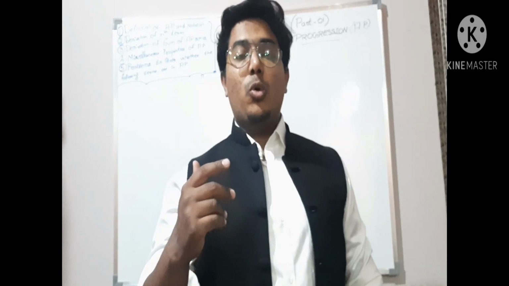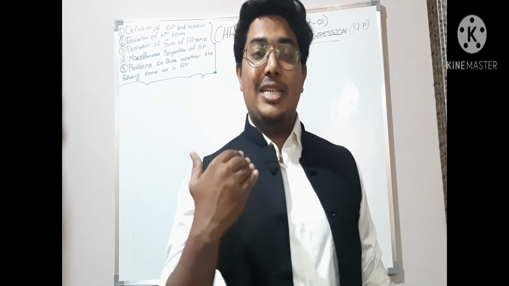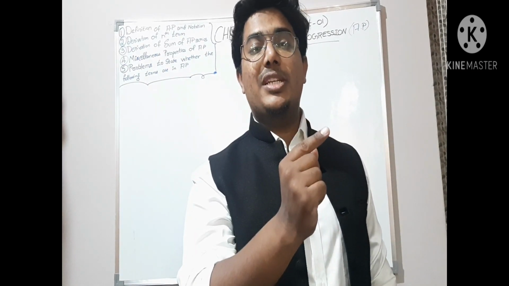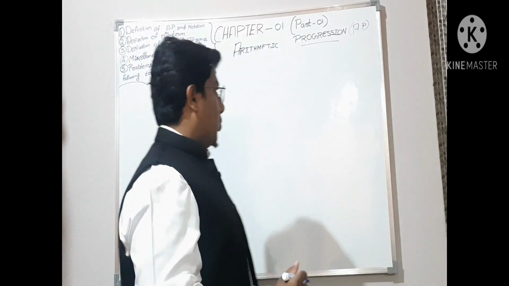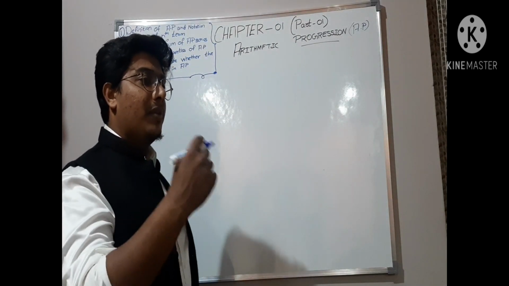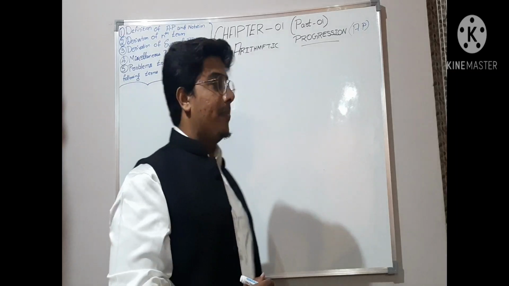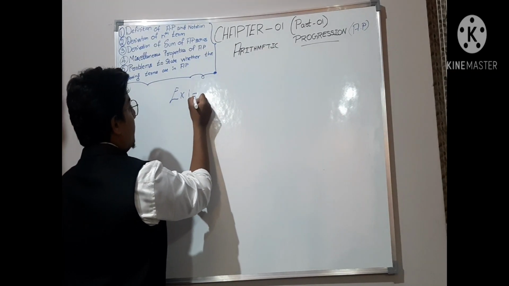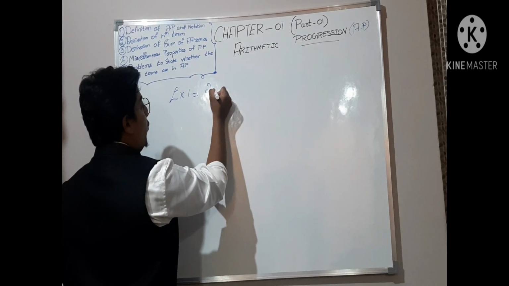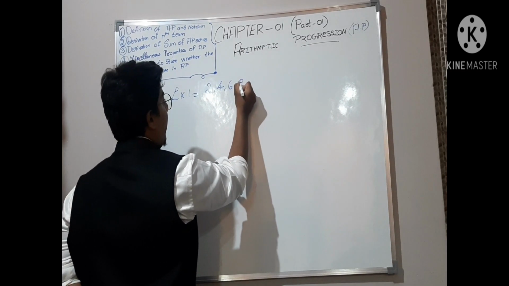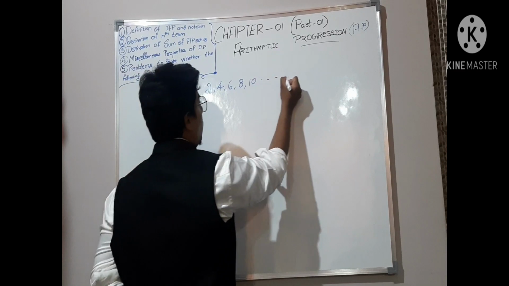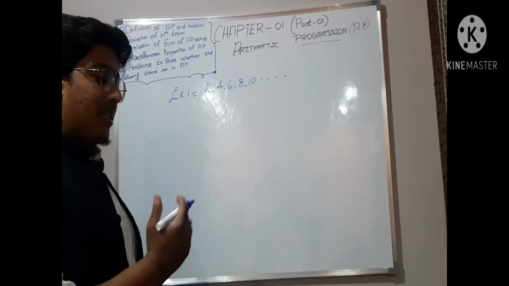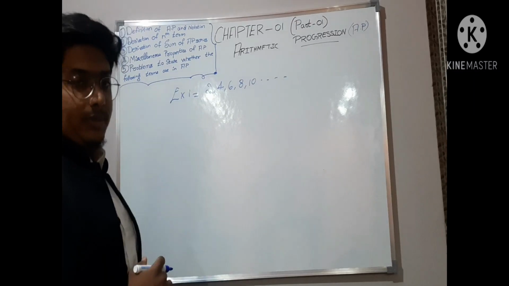What is arithmetic progression? Arithmetic progression is a series where the difference between the consecutive terms of the series is constant. We will be learning with a small example. Consider example 1. Consider a series 2, 4, 6, 8, 10 and so on. In this series, we can see there is a certain pattern between the numbers.